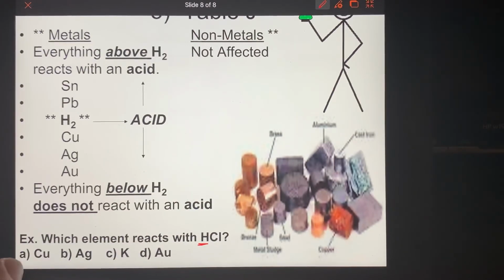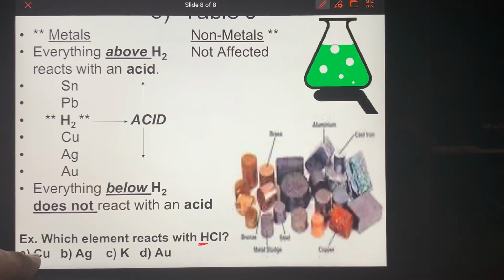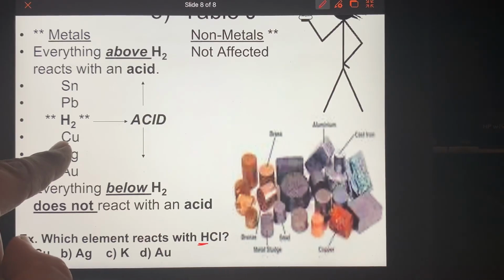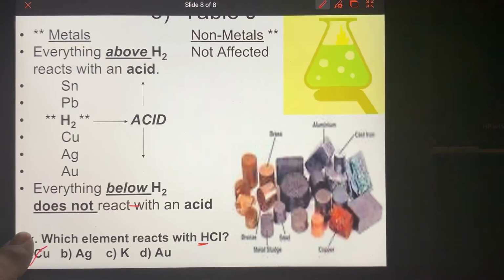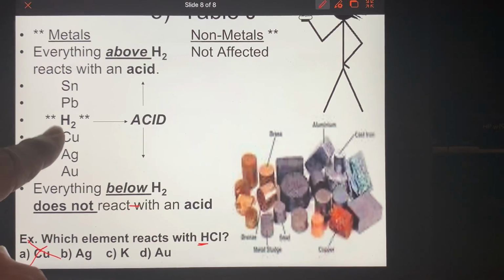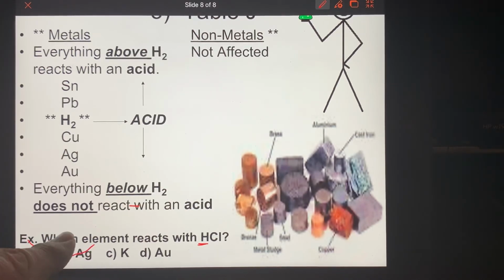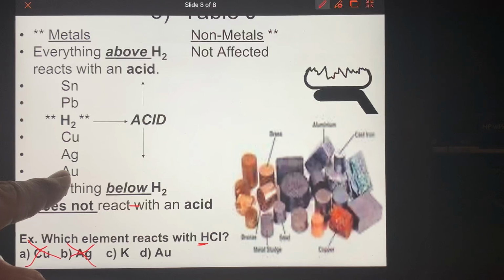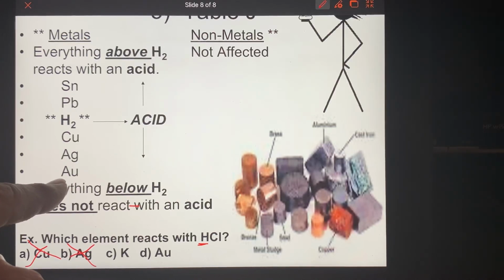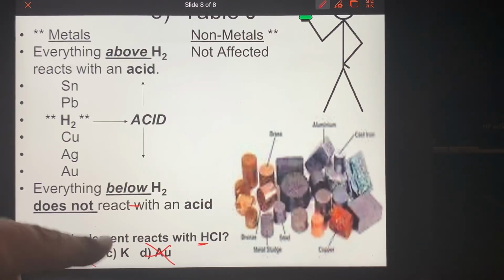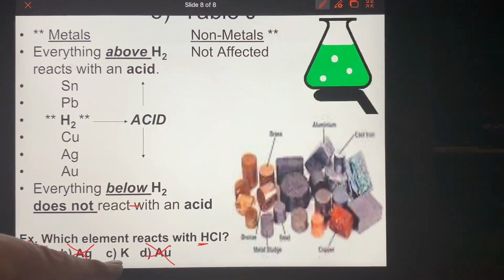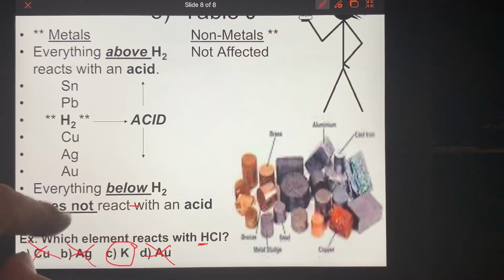Well, let's see. We have our choices here. Cu, does Cu react? Well, where's Cu? Cu is below. Anything below does not react. Cu is no good. Ag, well, Ag is also below. No good. Au, funny guy. No. Au is below. That's gold. That doesn't react. The only element that's above here, which is near the top, is potassium on table J. That does react.